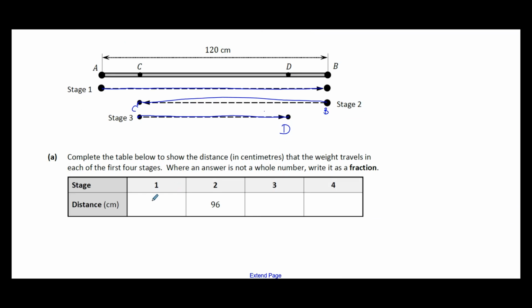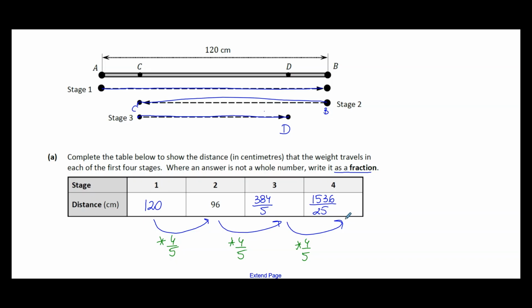So what do we need to do? We need to complete the table. We understand 120 the first time, and the way this sequence is created, every time we multiply by 4 over 5. So we put our numbers in the calculator. 96 multiplied by 4 over 5. Now here we are told that we have to give it as a fraction if it is not a whole number. So 384 over 5, and again multiplying that by 4 over 5, we get 1536 over 25. So those are our values.